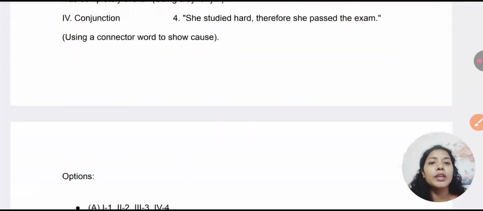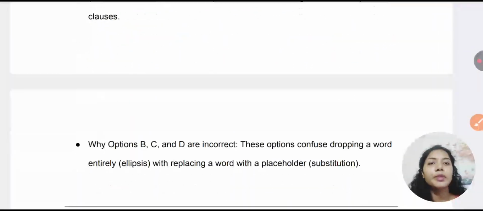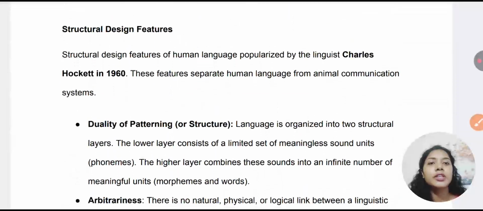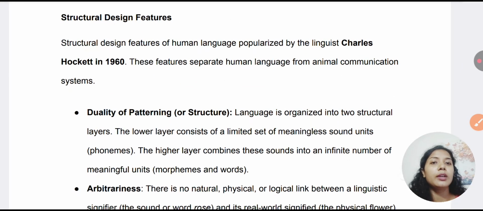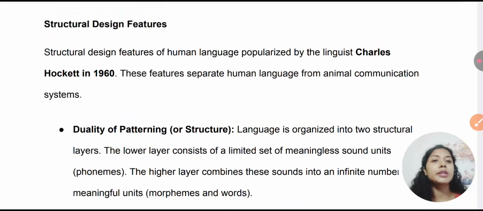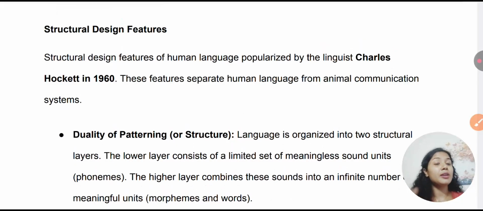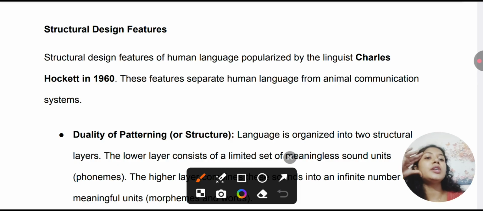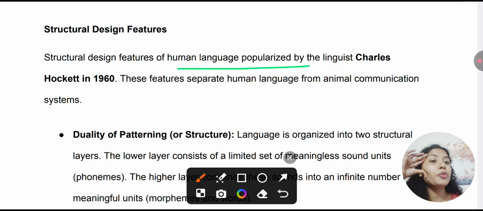एलिप्सिस भी हो गया है हमारा, कोहेशन भी हो गया है, स्ट्रक्चरल डिजाइन भी समझा दिया, चार्ल्स हॉकेट का है. एक सेकेंड, लेट मी, duality of patterning बहुत इंपॉर्टेंट है. I cannot skip this. आए या ना आए, हम इसको स्किप नहीं कर सकते. Duality of patterning, Charles F. Hockett, structural design features of human language popularized by the linguist.